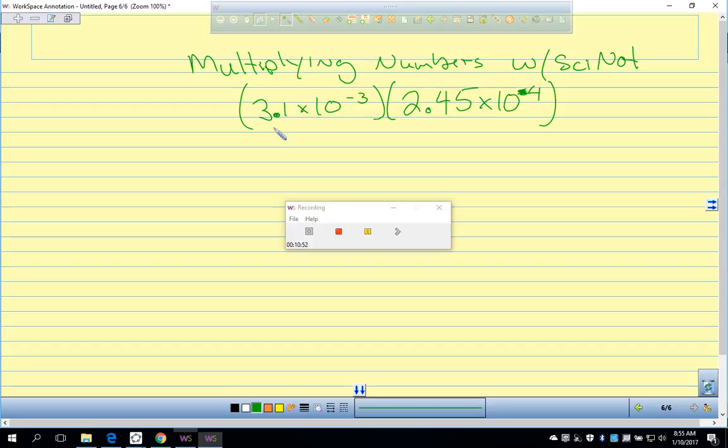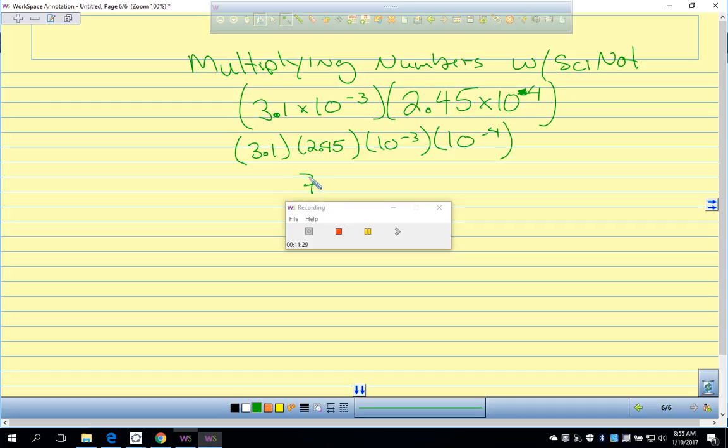So basically what you do is you change the order of how you multiply things. So you're going to multiply the 3.1 times the 2.45, and then you're going to multiply the 10 to the negative third times the 10 to the negative fourth, right? Because really you're just changing the order of that. So first I'm going to multiply 3.1 times 2.45. You can do that on a calculator, and if you do that, you get 7.595.